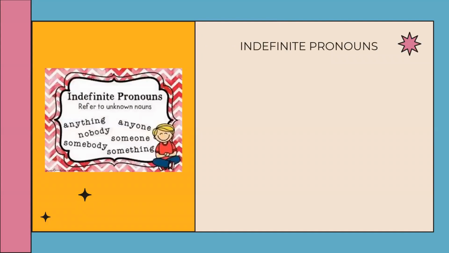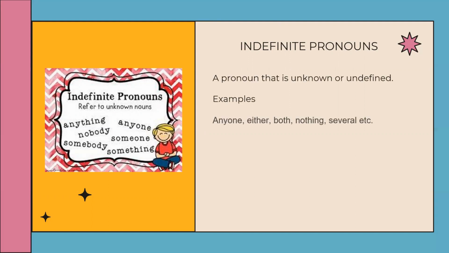Now let us understand the next type of pronoun, that is the indefinite pronoun. The indefinite pronoun, as the name suggests, refers to unknown nouns. For example, words like anything, anyone, nobody, somebody, all these are examples of indefinite pronouns. And so the pronoun that is unknown or undefined refers to indefinite pronouns. These are the various examples that we have for indefinite pronouns.